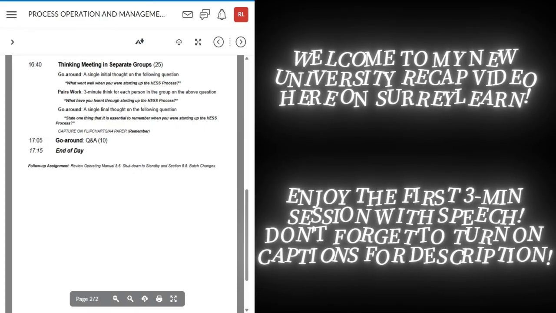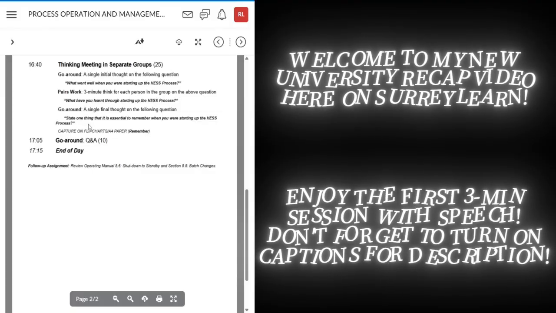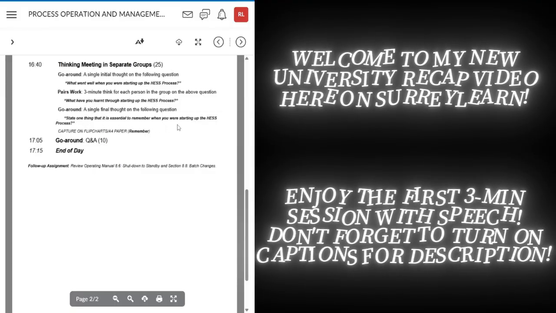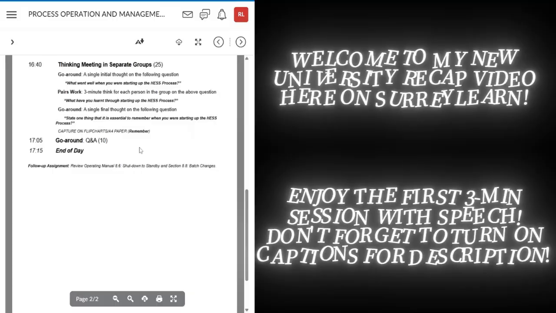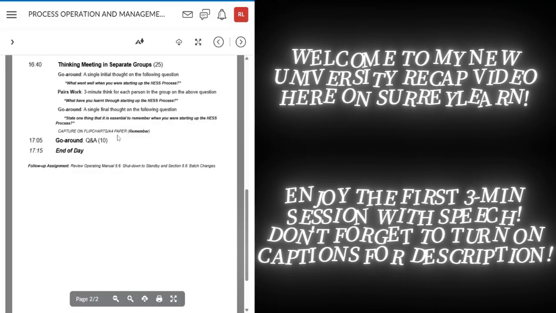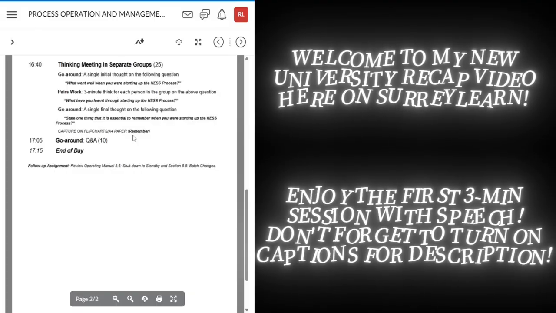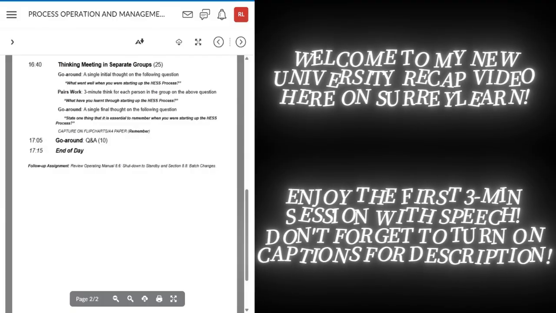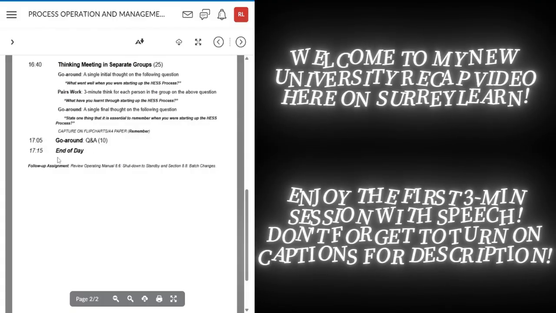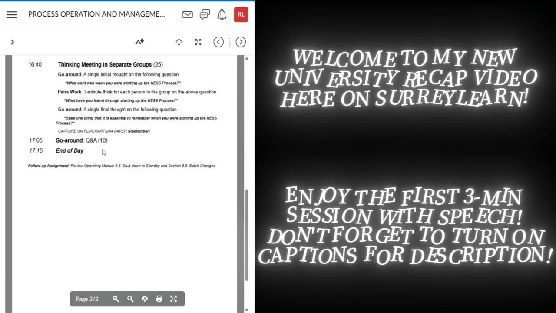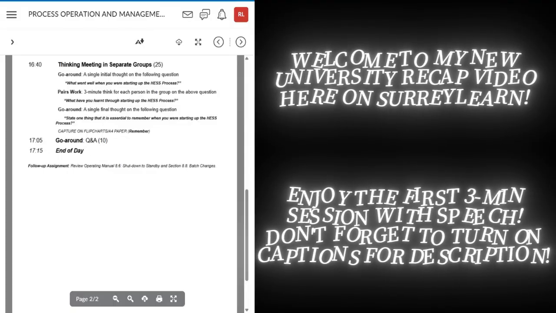Go around again with a single final thought: state one thing that is essential to remember when starting up the HES process. Also capture on flip charts or paper, although that's not necessarily needed. Go around, ask any questions and answers for the last 10 minutes, and then conclude the session. Tuesday was finally over at 17:50.